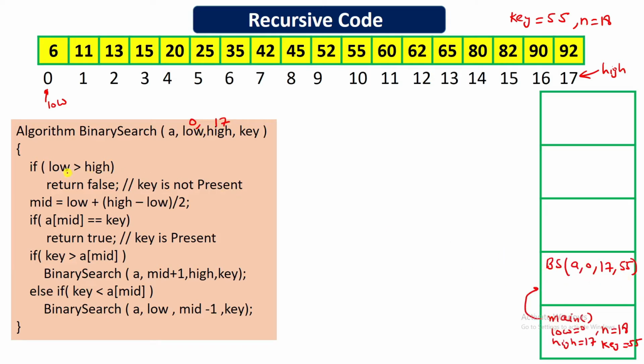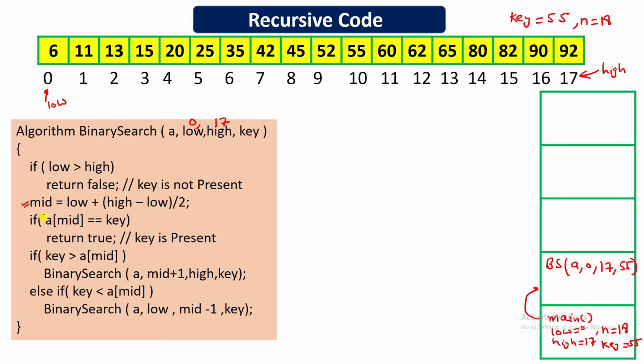Now I will check whether low is greater than high. No, so I will just find the midpoint. This is the formula that we can safely use for finding the midpoint, and this will not lead to overflow. The explanation can be found in the video that I have just told you about. You can find the link in the video description below.